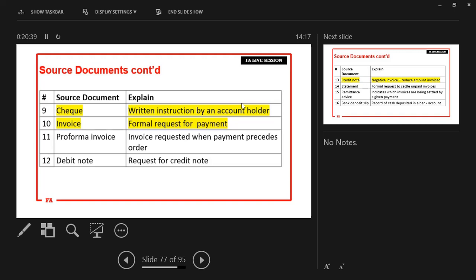Let's progress to the next one. So we are almost there. If goods are not going to be paid for there and then, you have a right to issue an invoice as a supplier, after some time, of course. I highlighted this because these are very important source documents. An invoice is a formal request for payment. It normally follows the transfer of goods. When you supply, you earn your money.